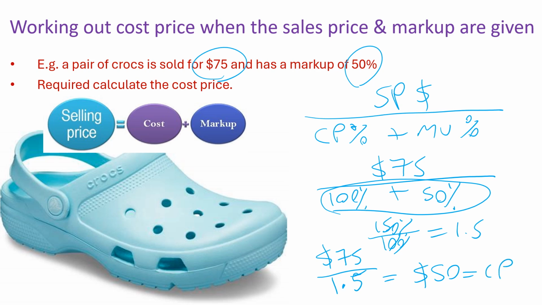Again, if we want to check that, we go 50% of $50 is 25. We could add that 25 to our cost price, and we get back to that SP where we started from.